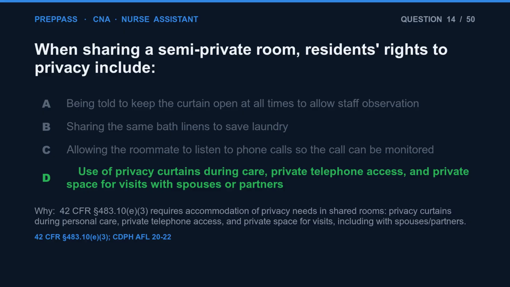The correct answer is D. 42 CFR Section 483.10(e)(3) requires accommodation of privacy needs in shared rooms, privacy curtains during personal care, private telephone access, and private space for visits, including with spouses/partners.